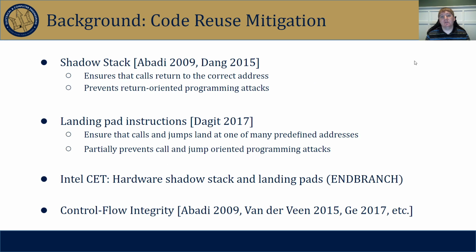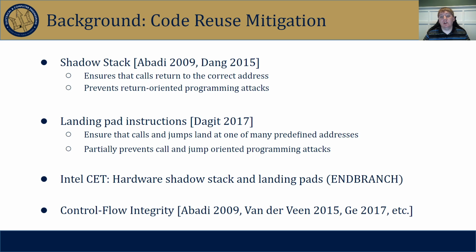So what are some mitigations for code reuse attacks? The first one that we need to know about is the shadow stack. The shadow stack ensures that calls return from a function call to the correct address that they should have returned to in the first place. So if an attacker smashes the stack, overwrites a return address, this will either catch it or prevent it from being overwritten and be able to return to the correct address in the code. This prevents return-oriented programming attacks, return-oriented code reuse attacks, but it doesn't prevent anything using jumps or calls. So to help with jumps or calls, we can use landing pad instructions.